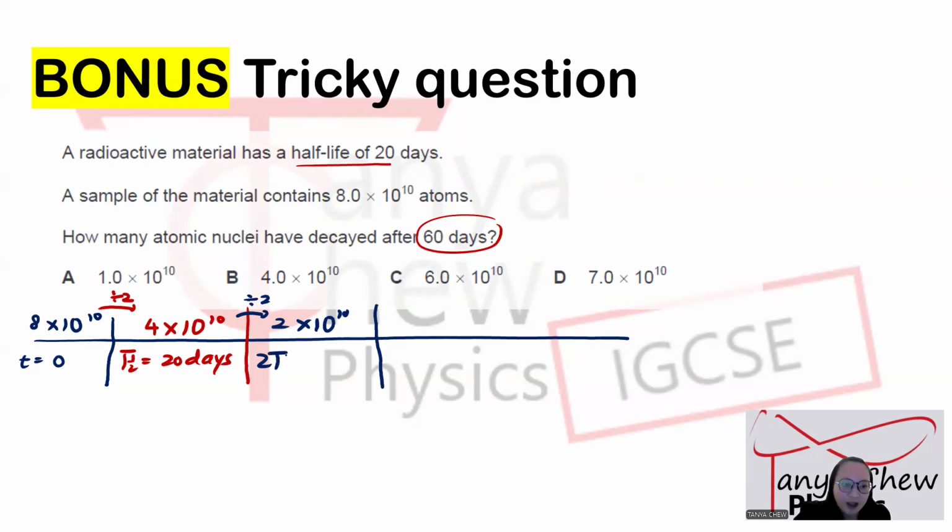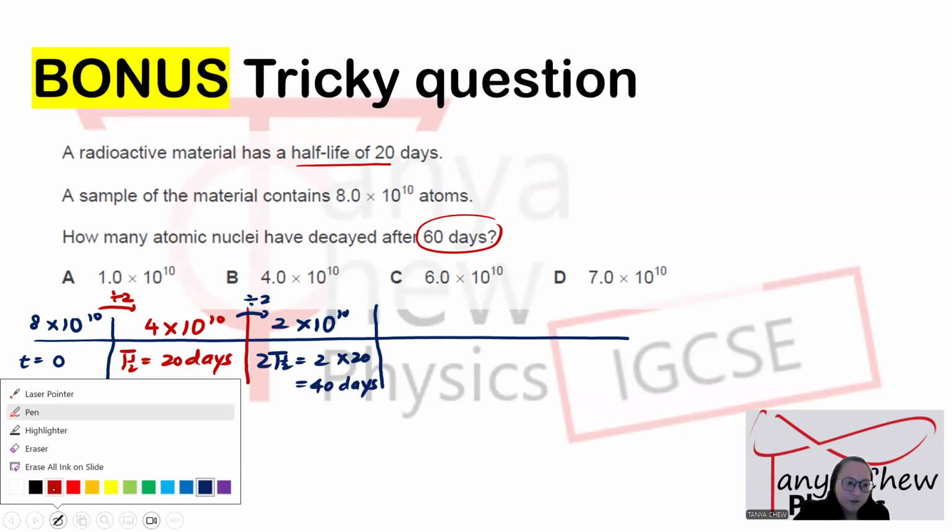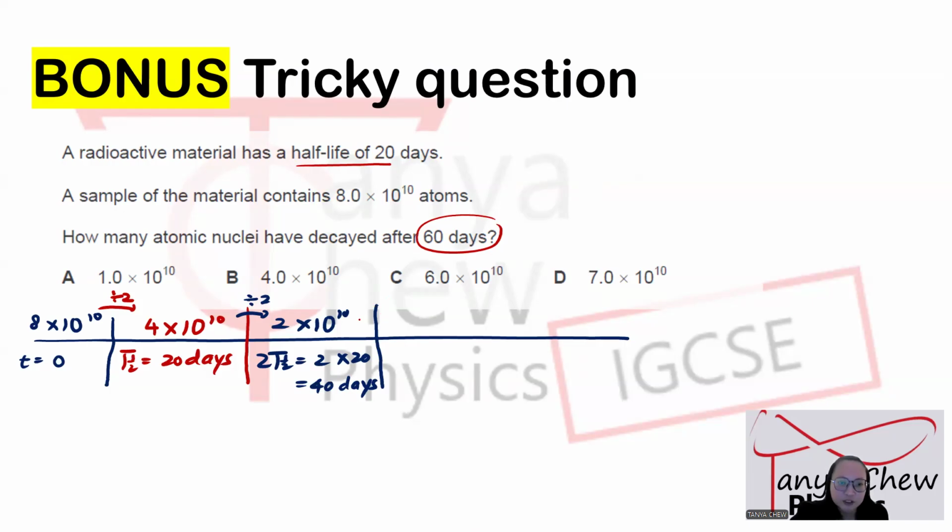That is 2 half-lives. 2 times 20 days, I get 40 days. And after that, keep on dividing, divided by 2. That will give me 1 times 10 to the power 10. This is 3 half-lives. Why? Because I have divided by 2 three times. So 3 times 20, I get 60 days.